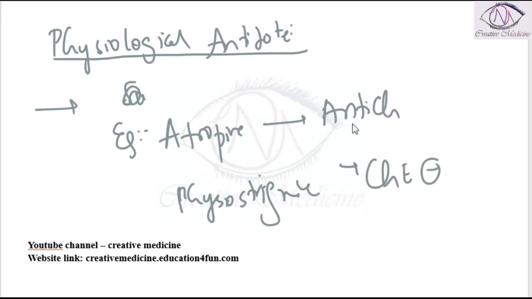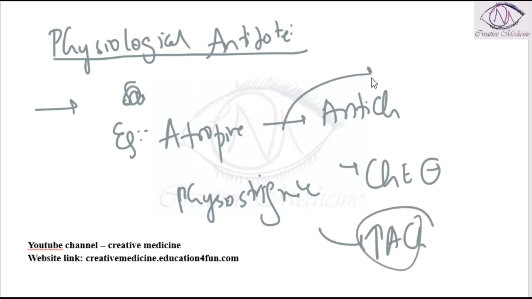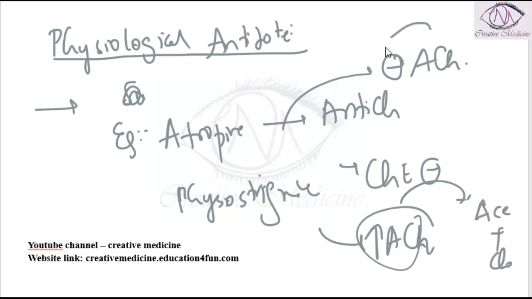Atropine will inhibit acetylcholine, whereas physostigmine will inhibit acetylcholinesterase and thus inhibits breakdown of acetylcholine. So physostigmine increases the acetylcholine, whereas atropine decreases or inhibits acetylcholine action. So these both are true antagonists.